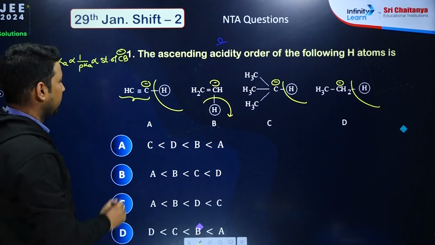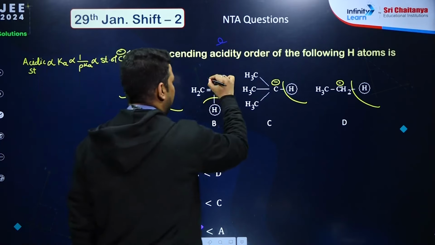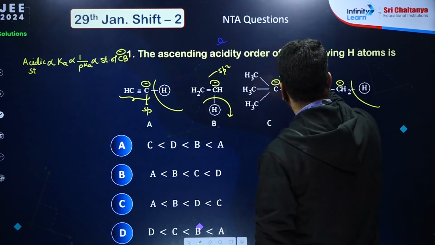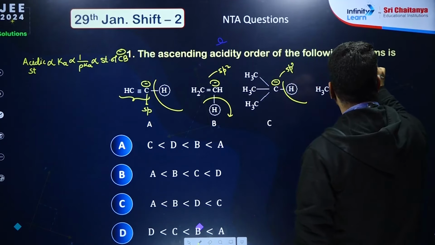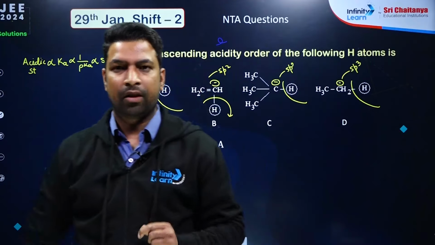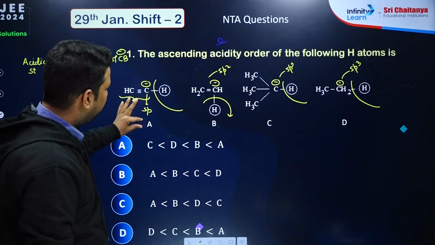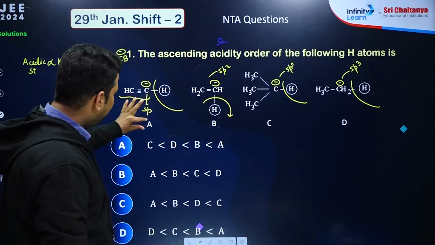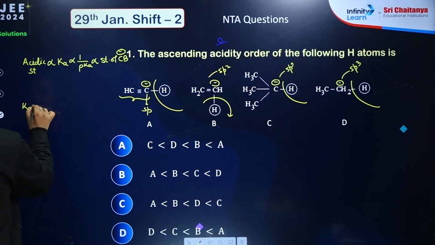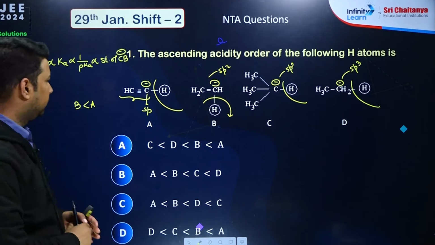Now, first of all, what is the hybridization of that carbon? It is sp hybridized. This carbon is sp2 hybridized. This carbon is sp3 hybridized and this carbon is also sp3 hybridized. The first deciding factor is hybridization. The negative charge on an sp carbon is more stable. That's why A is more stable than B, meaning A will be more acidic than B. So if I write A and then B, acidic strength.